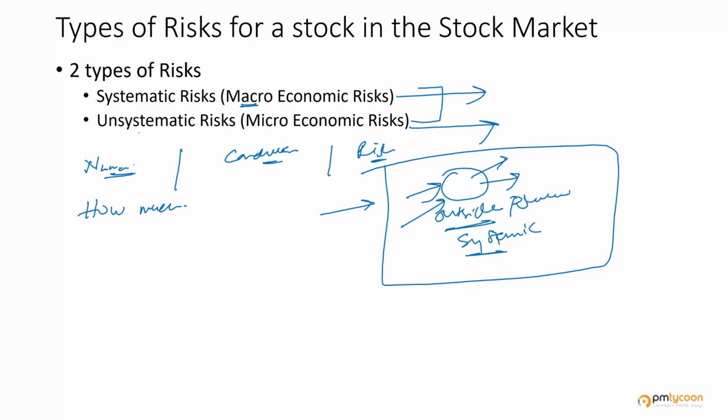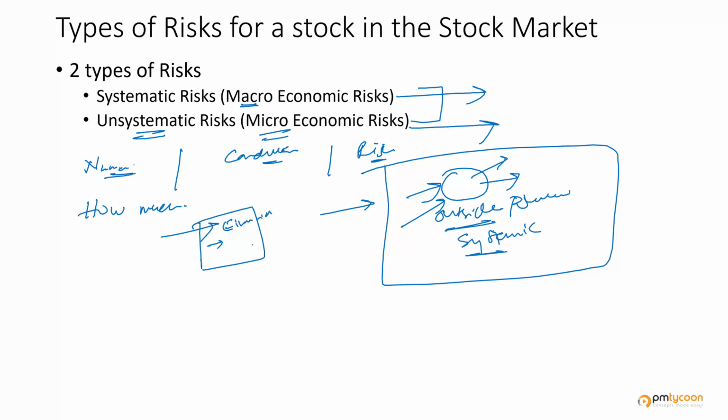And unsystematic risks are something which a company can control. These are micro. These are within the company. For example, if your company finances are not being managed well, right? If your company is earning profits, but if the company is doing investment here and there without proper debt or without proper, whatever the reason it could be, okay?